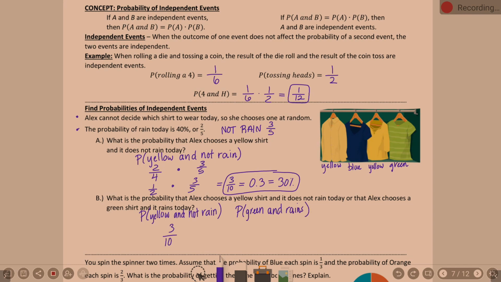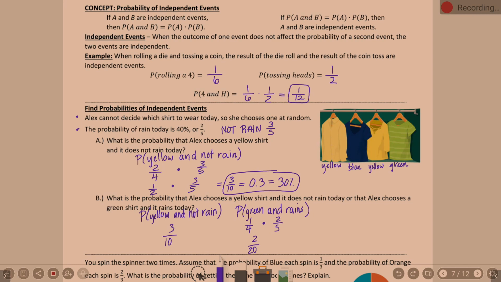Have we done this one yet? No. So what's the probability that Alex chooses a green shirt? 1 green out of 4. And what's the probability that it rains? 2/5. Now, 1/4 and 2/5 we're going to multiply. 1/4 times 2/5 is, okay, I'm going to write 2/20 for the moment, but I do agree it's going to quickly become 1/10.